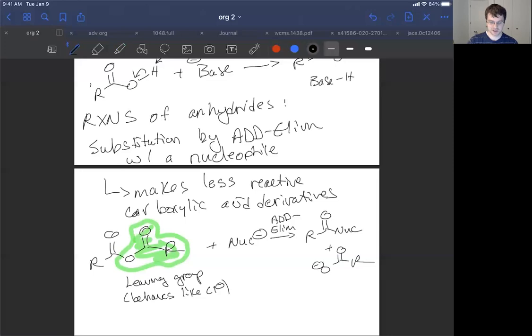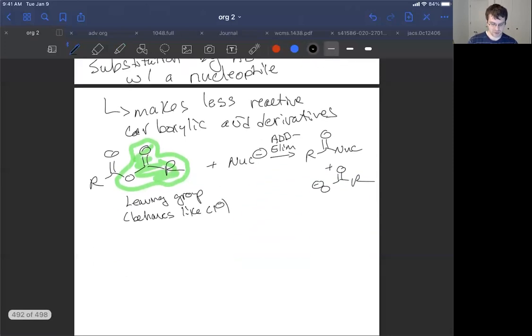Okay, so how do we do this reaction? Well, what are some specific examples of this reaction, I should say? Well, let's go ahead and look at an anhydride, and let's do a reaction on it. So we're going to make, in this case, an ester, just like we did with the acid chloride before.